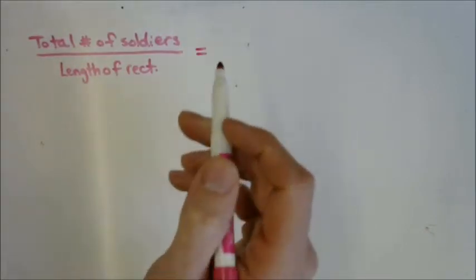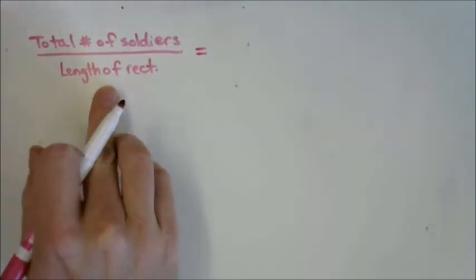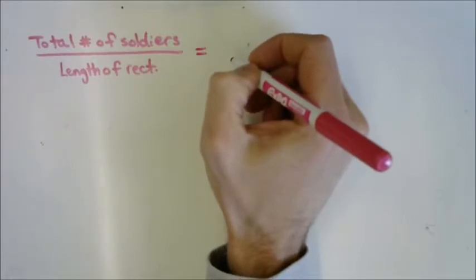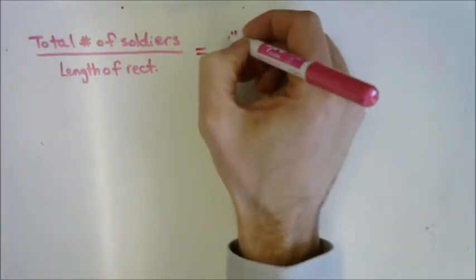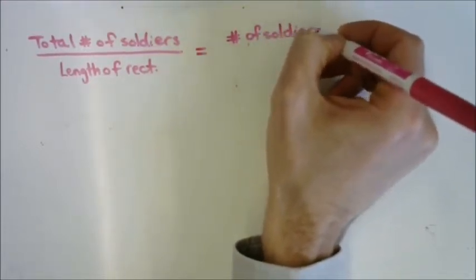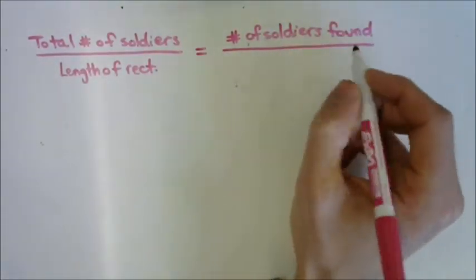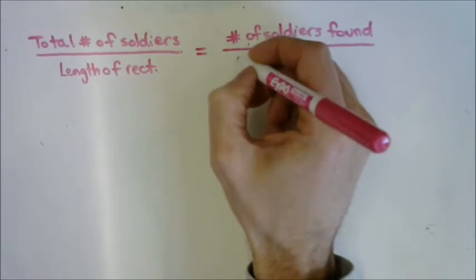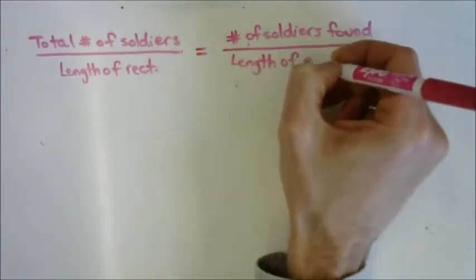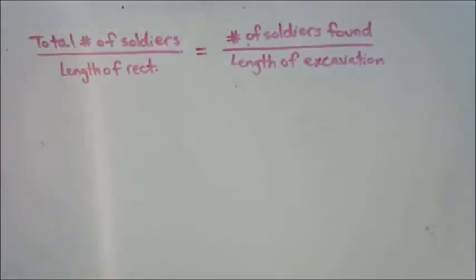Now our next ratio is going to help us create a proportion, because the second ratio is going to be equivalent to the first ratio, or at least an estimate of the first ratio. This is the number of soldiers found. So this is the number that they actually excavated over the number of meters excavated. So we'll say the length of excavation. And we know both of those numbers as well.